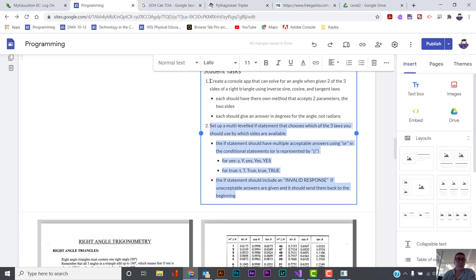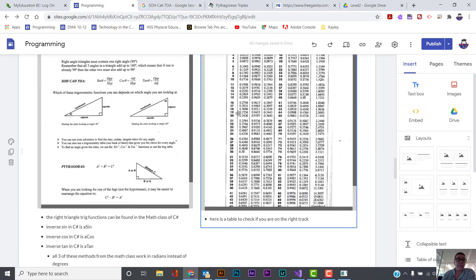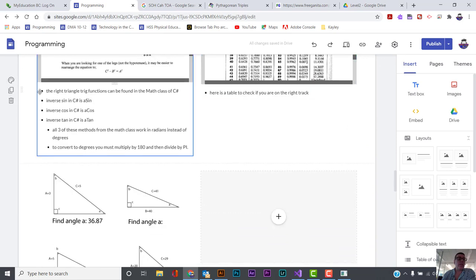Now, a couple things you need to know about this. I've got some information down here. It says we use the inverse sine. So to do that, you have to do the inverse sine, and in the Math class, it's asin. So inverse cos is acos, and inverse tan is atan.